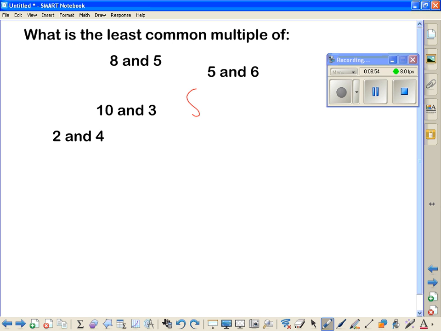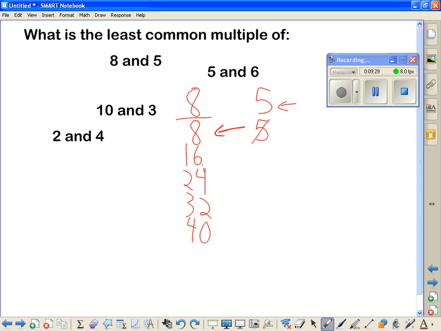Let's do 8 and 5. Since 8 is the biggest, I will underline it. I'll start listing multiples of 8. 8, 16, 24, 32, 40. Okay, I'm going to start listing multiples of 5 now to see if they are common or the same with a number on the other side. So 5, does this side have 5?